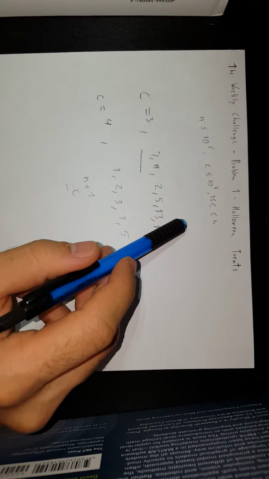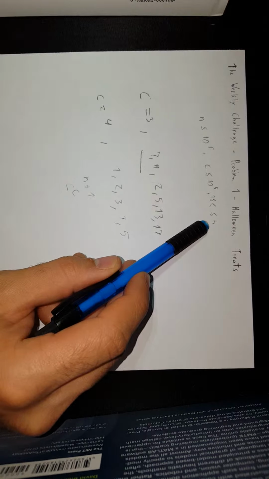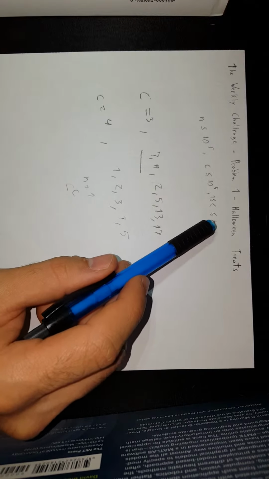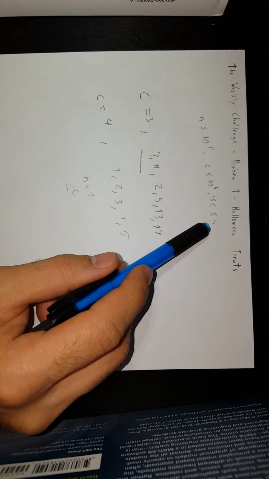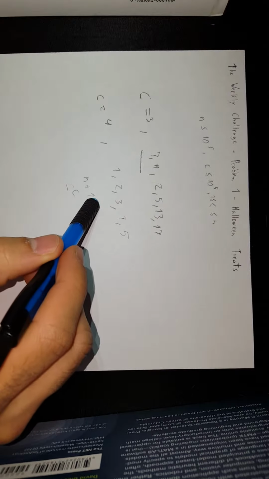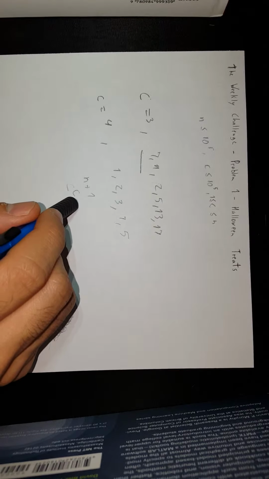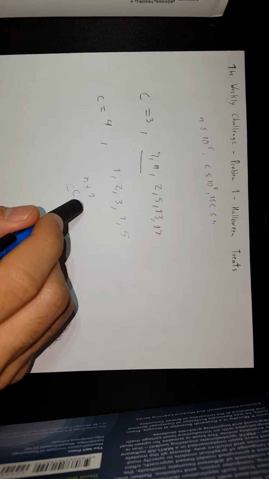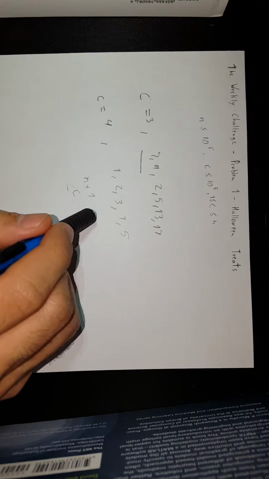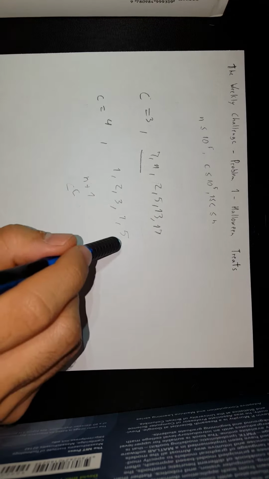But from the problem statement, we know that c is at most n, which means that if we have n plus 1 distinct prefixes, by the pigeonhole principle, at least 2 of them will have the same sum modulo c, which means it's always possible to find a solution using this approach. Let's see how that would work in this case.